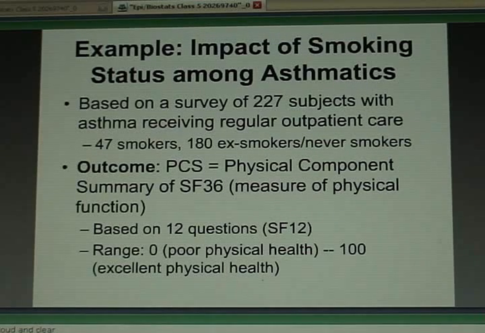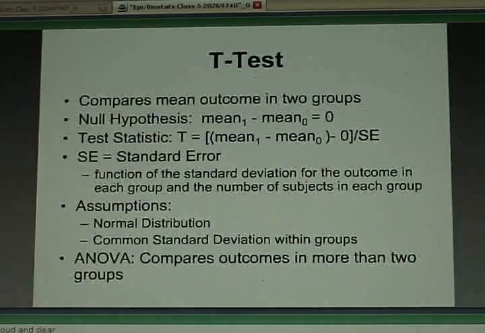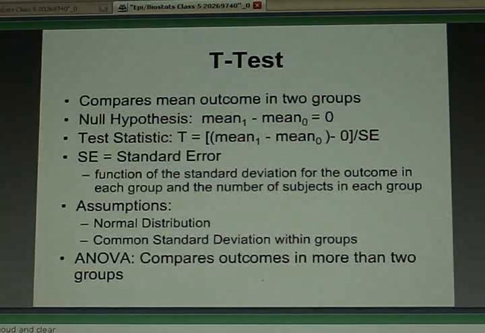It's a number that ranges from 0 if you have poor physical health to 100 if you have excellent physical health. And what the t-test is going to do is compare the average physical function in the smokers to the average in the non-smokers. Now, the null hypothesis is going to say that those two averages are the same, so their difference is going to be equal to 0.